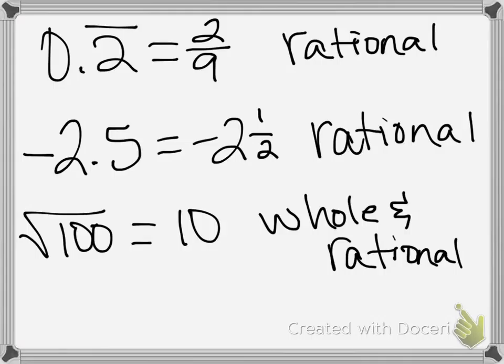Now the square root of 100, if we do that, it's a perfect square. So because it's a perfect square, we get 10, which is a whole number. Whole numbers are also rational numbers, so we need to keep that in mind. We could even put that it's an integer there because it falls into that category. So it is not only a whole number and a rational number, it's also an integer.